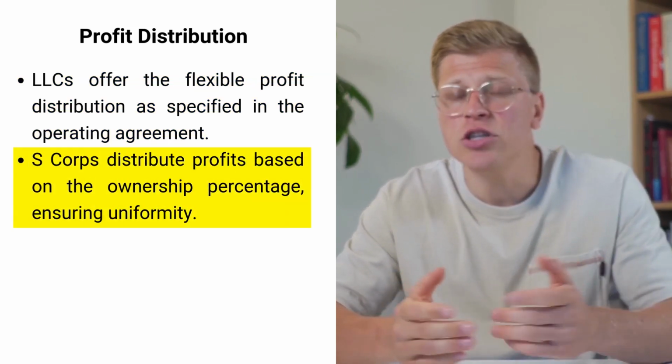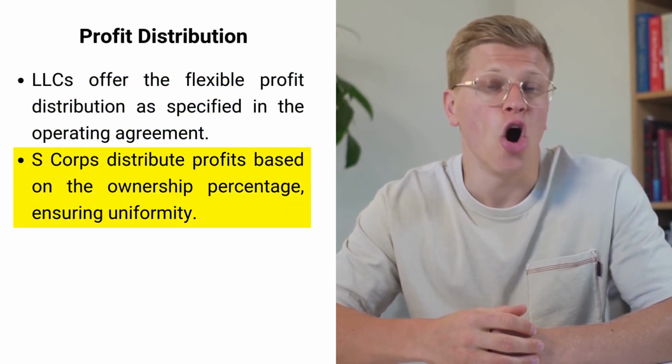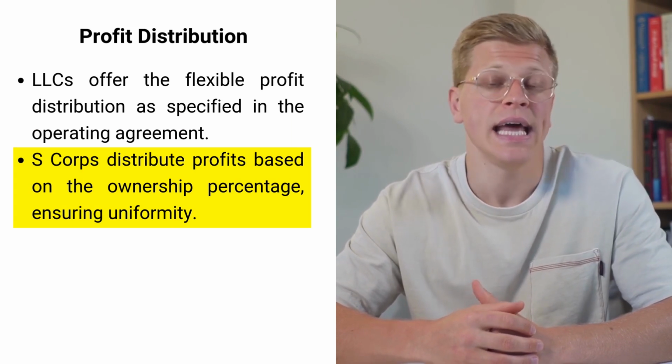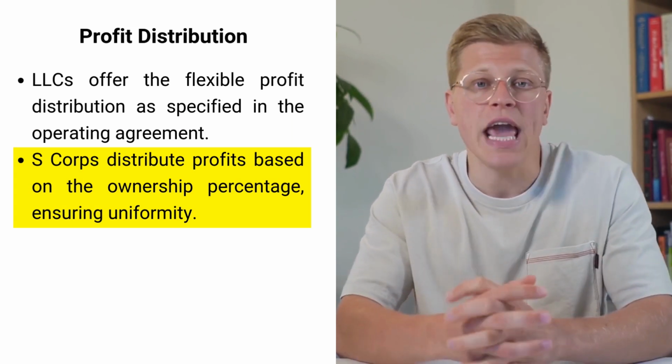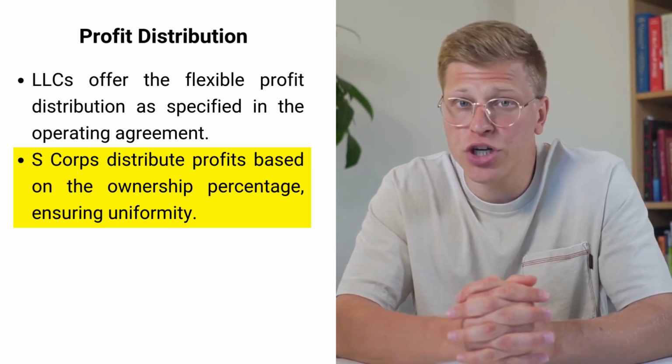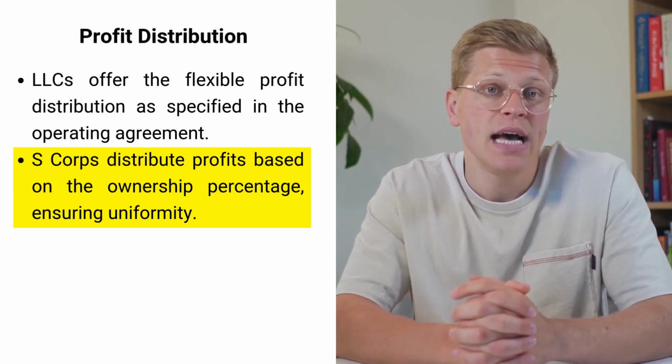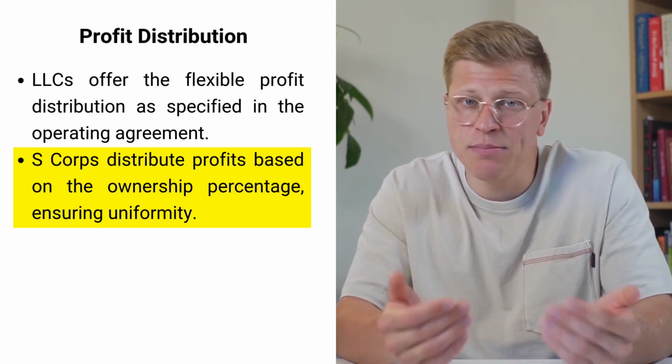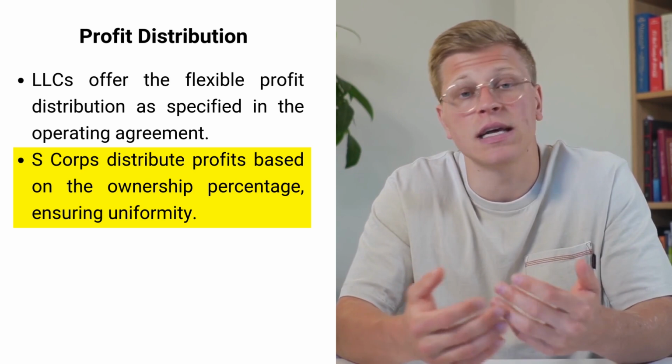S-Corps must distribute profits to shareholders based on their ownership percentage. This means that each shareholder receives a portion of the profits proportional to their share in the company. This uniform distribution can simplify accounting but also limits flexibility.